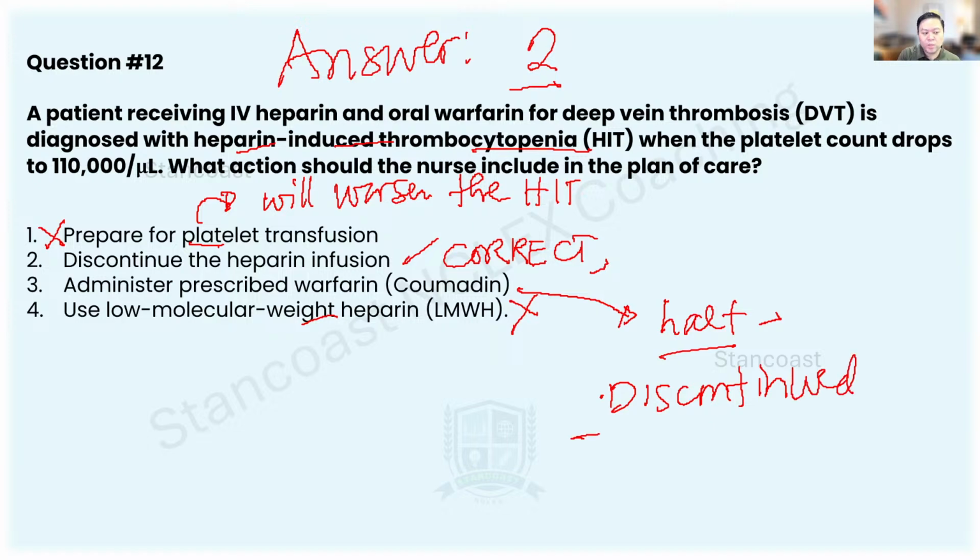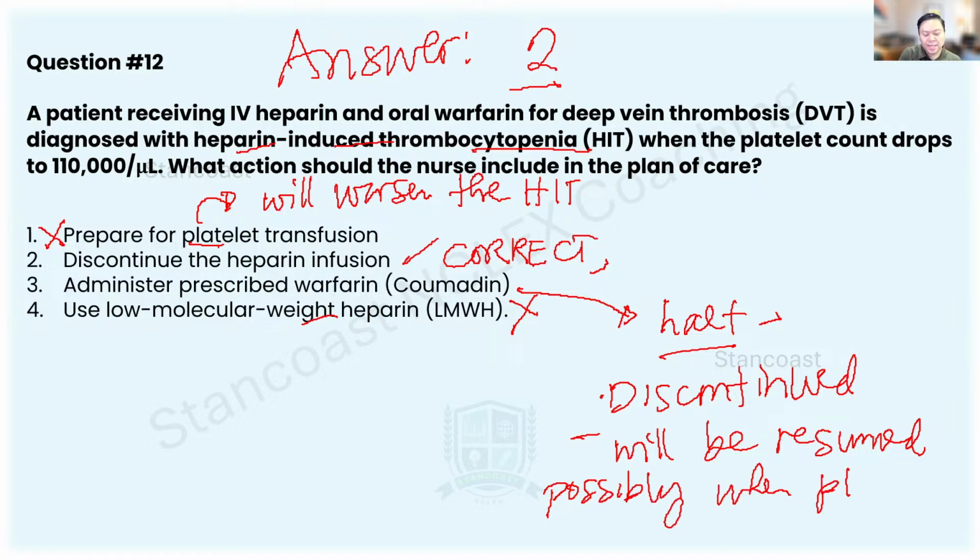And we will have to wait for the medical provider's decision. Maybe they want to reinstitute the Coumadin once the platelet count is more stable. It will be resumed possibly when the platelet count is more stable. So there you go. We're gonna get rid of number 3 as well.